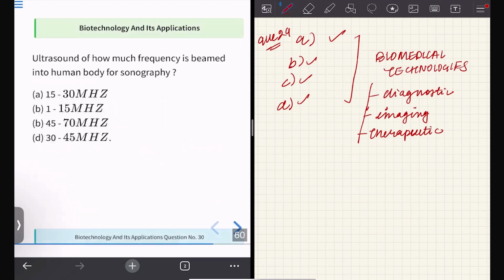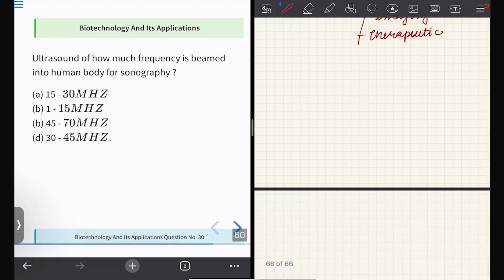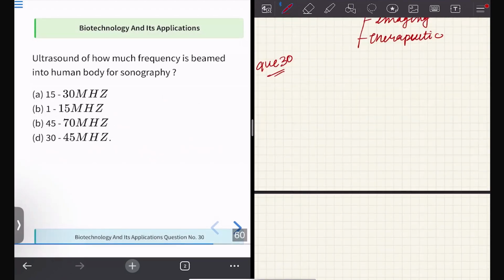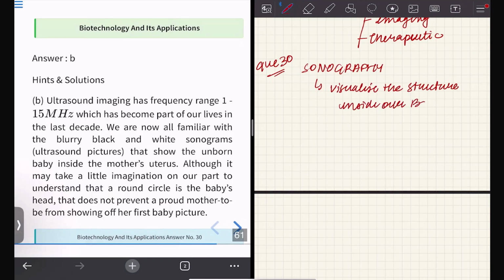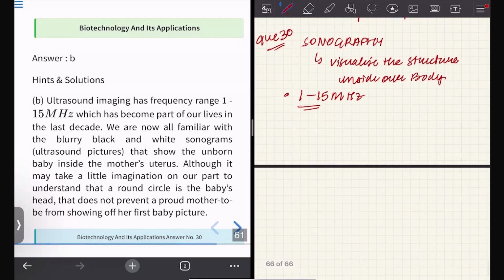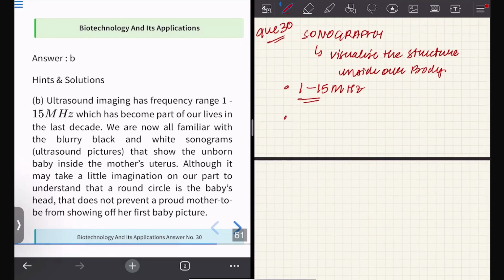We have question number 30. Ultrasound of how much frequency is beamed into human body for sonography? So sonography is a technique which is used to visualize the structures inside our body. And what frequencies do we use? We use 1 to 15 megahertz frequency. And what is the most important, where is this ultrasonography mostly done? It is done to show the unborn baby inside the mother's uterus.